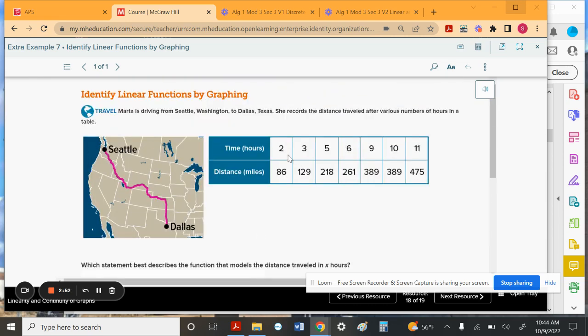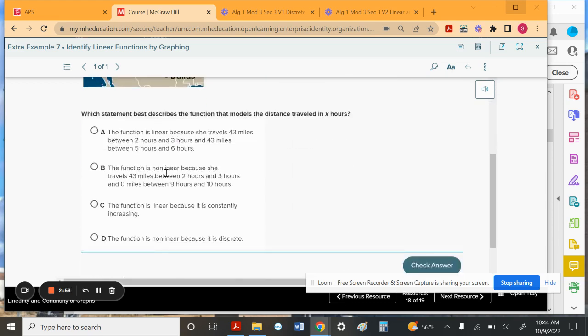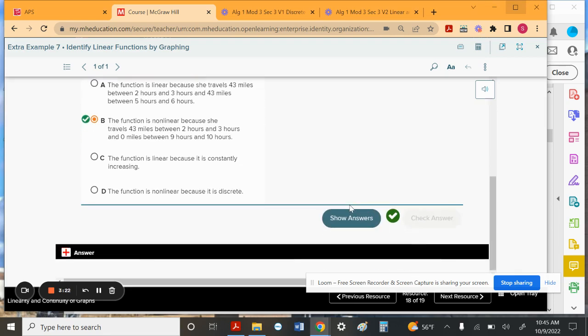The function is nonlinear because it's discrete? Well, it's not discrete, because if we were driving, we have to drive between all the different points. That doesn't make any sense. So it has to be because she travels 43 miles between 2 and 3 hours and 0 miles between 9 and 10 hours, which is exactly what I pointed out. There are different numbers of miles, which means there's going to be a different change in the slope of the line if it were a line. So it has to be B. And that's what we get.